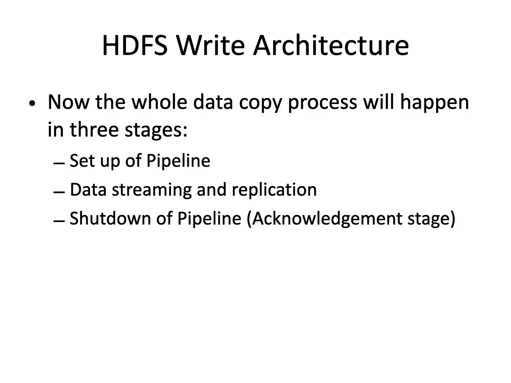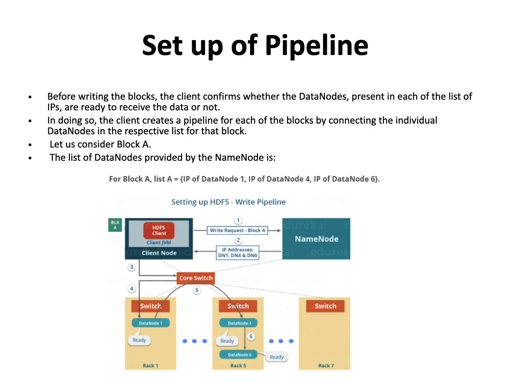So let's see the write architecture in more detail. The whole data copy process will happen in basically 3 stages. First is the setup of the pipeline, next is the data streaming, and last is the shutdown of the pipeline, which is known as the acknowledgement stage.